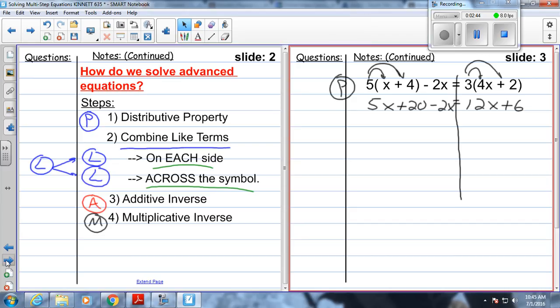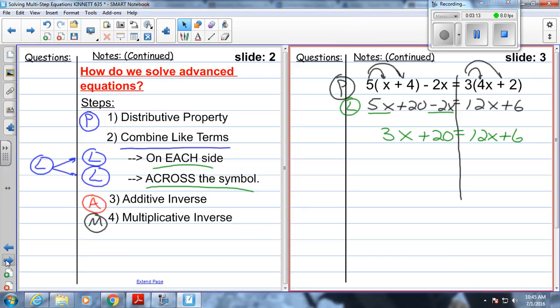And then we look, step 2 is combine like terms, but we're looking on each side first. That's as if there was only the left side. Do we have any like terms only on the left side? 5x, and remember, negative 2x, that minus 2x. So 5x minus 2x is 3x, and we bring down the plus 20. And the right side doesn't have any like terms, so we just bring those straight down.